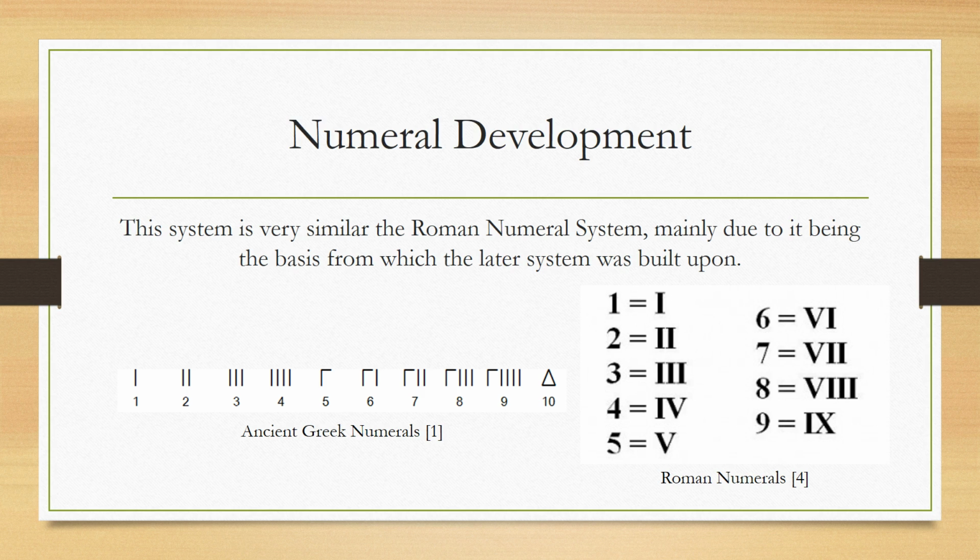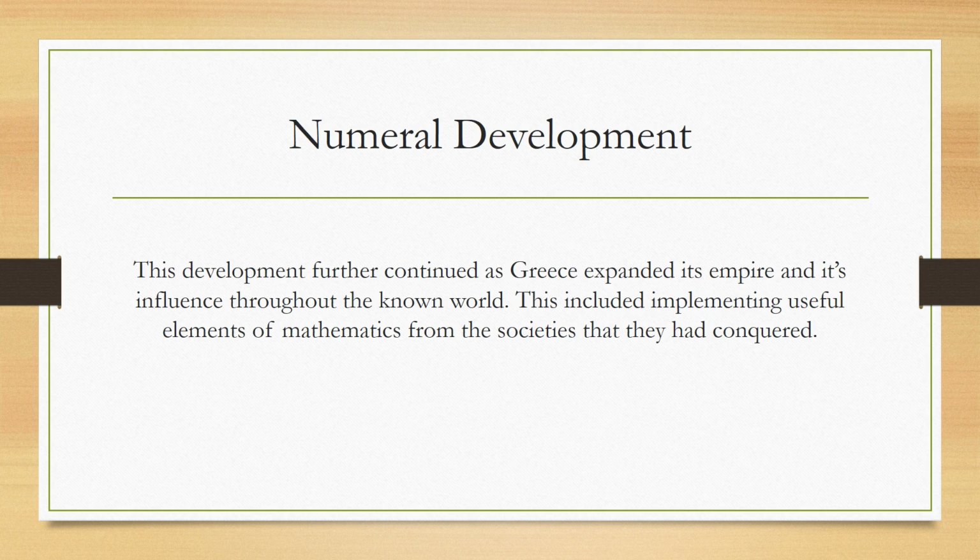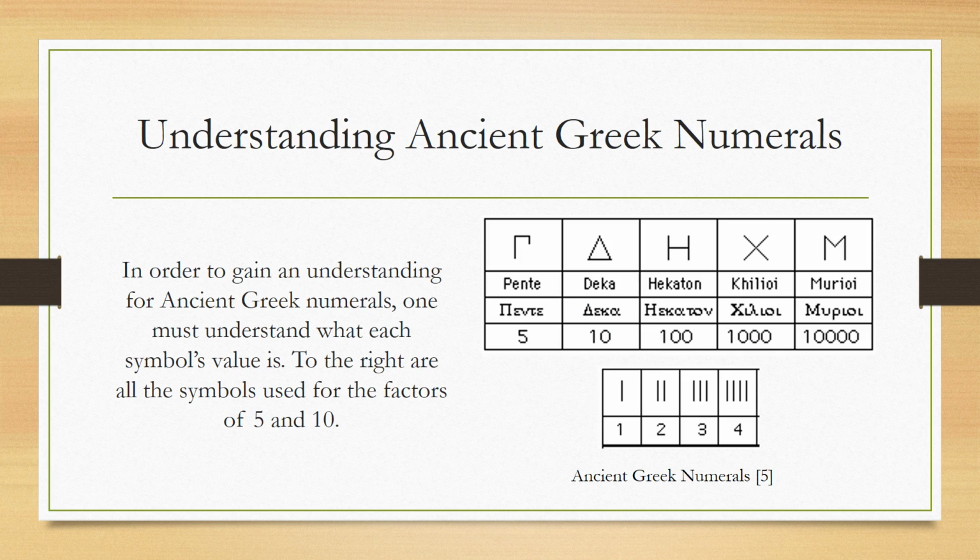The system is also very similar to the Roman numeral system, mainly due to it being the basis upon which the Romans actually based their numeral system. This development further continued in their numeral system as Greece expanded its empire and its influence throughout the known world. This included implementing useful elements of mathematics from the societies that they had conquered.